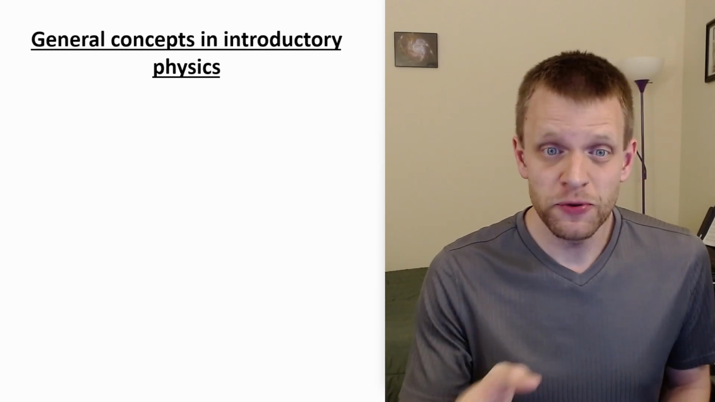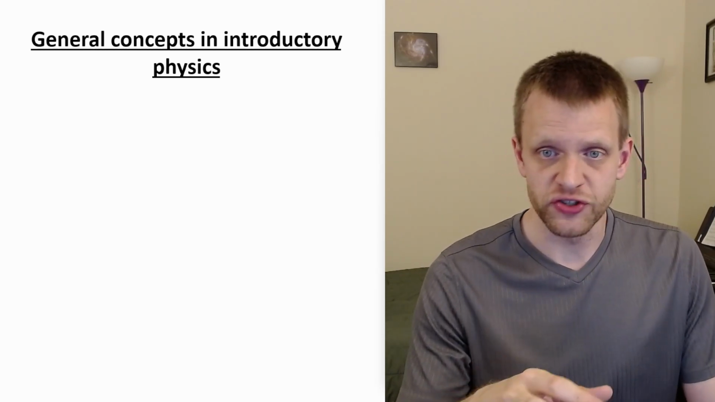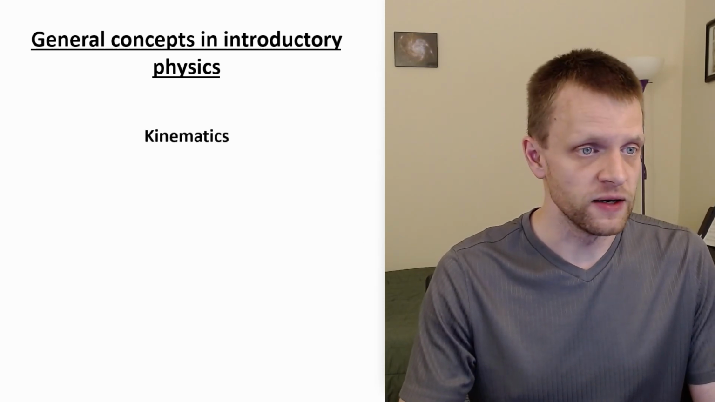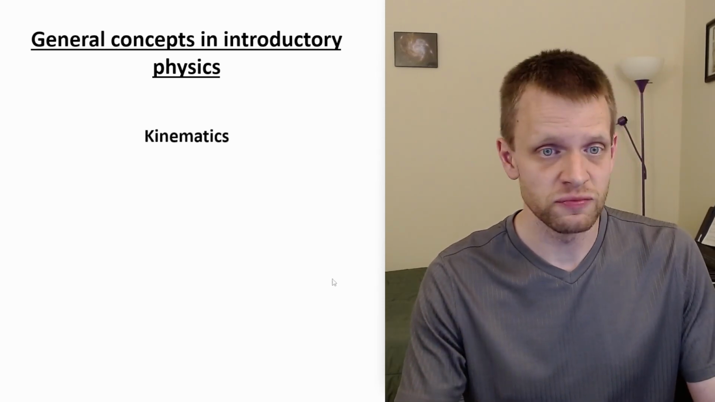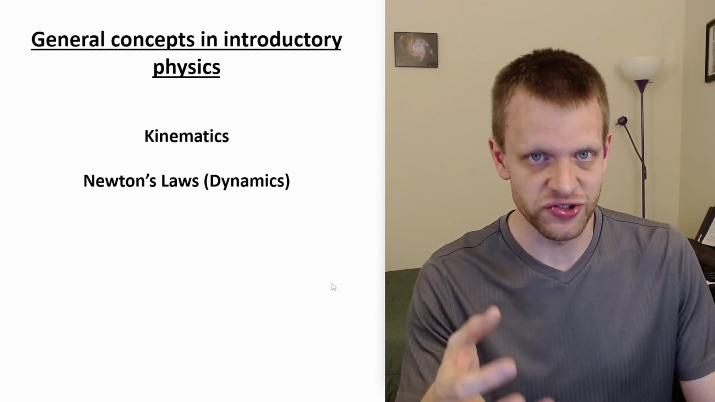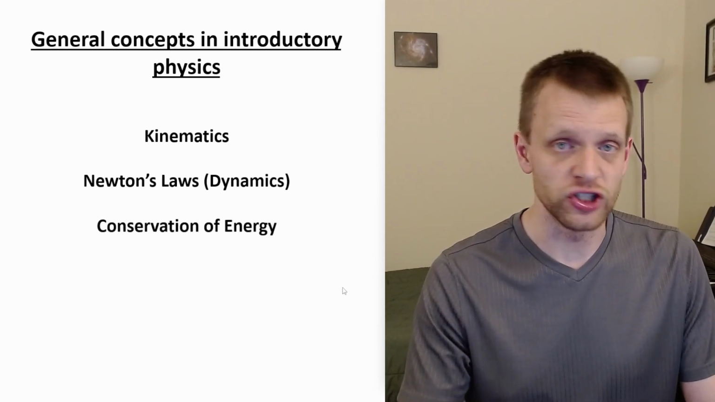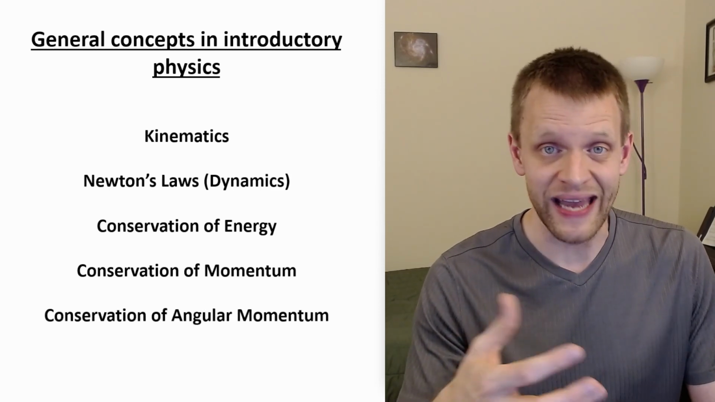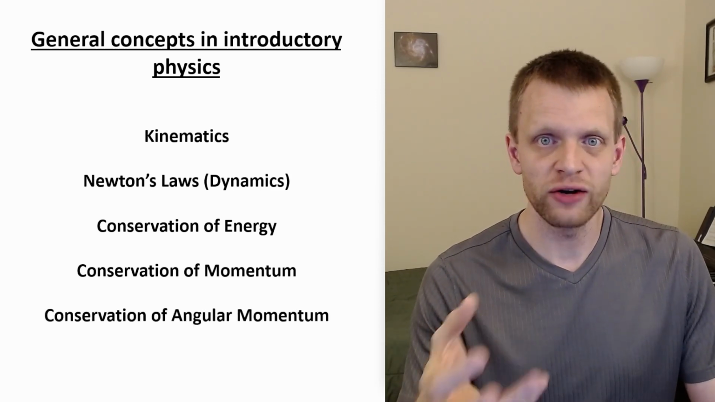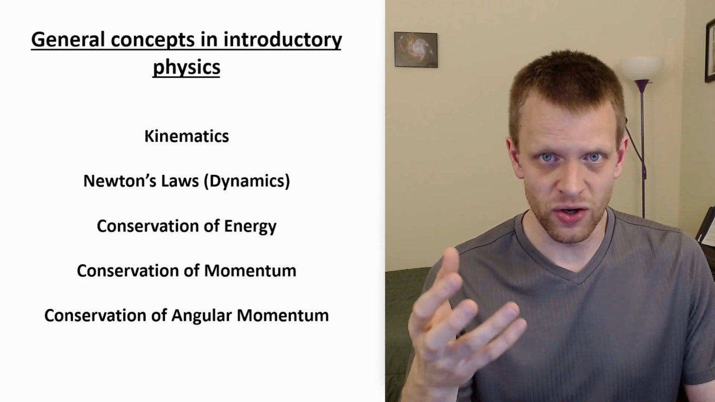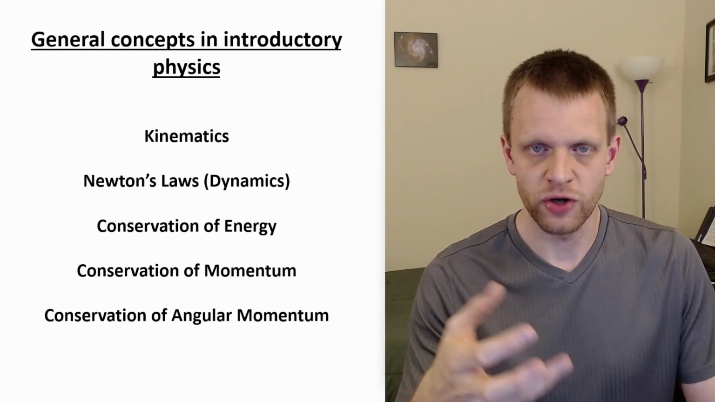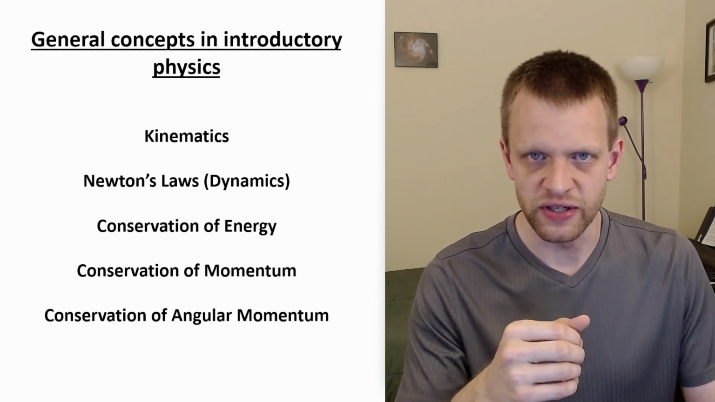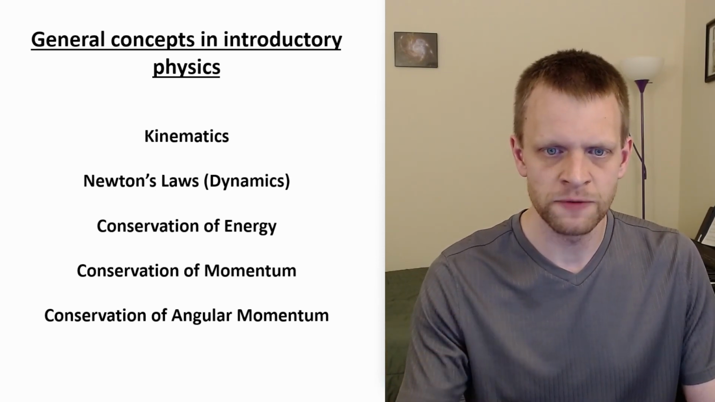So in your typical college level introductory physics course, you'll generally go through some of the following topics. For example, you'll talk about kinematics, we can talk about Newton's laws or dynamics, we can talk about conservation of energy or conservation of momentum, and sometimes conservation of angular momentum as well. These are generally things that are introduced in a one-term or two-term college level introductory physics course. Again, plus or minus some other topics, depending on the exact course.